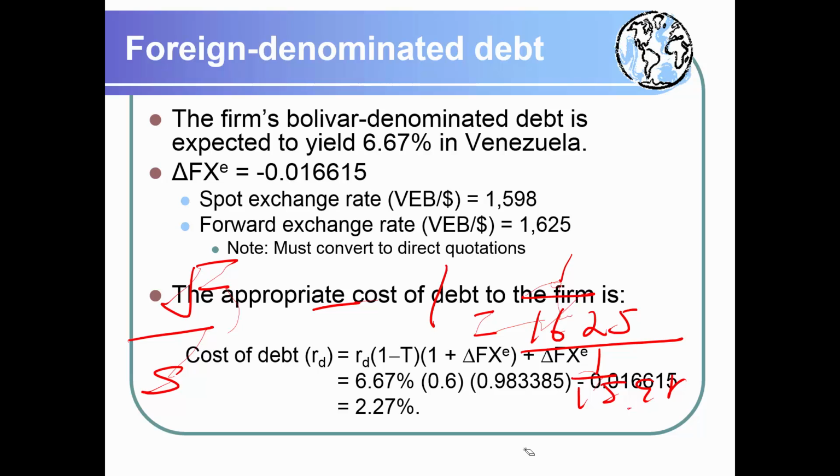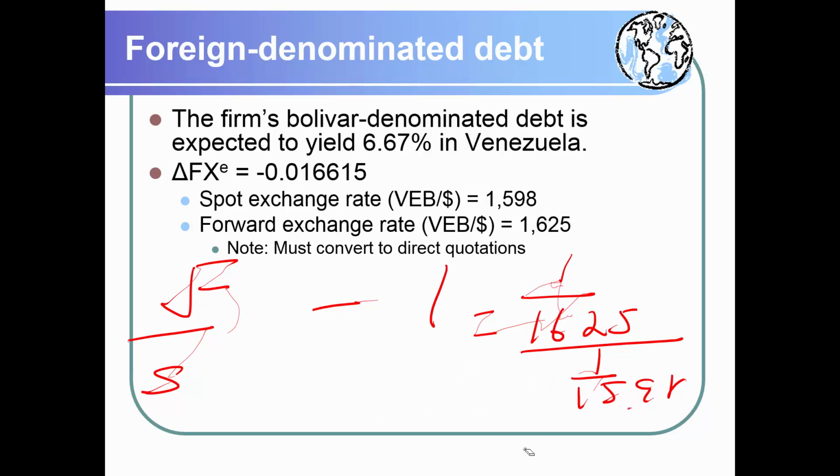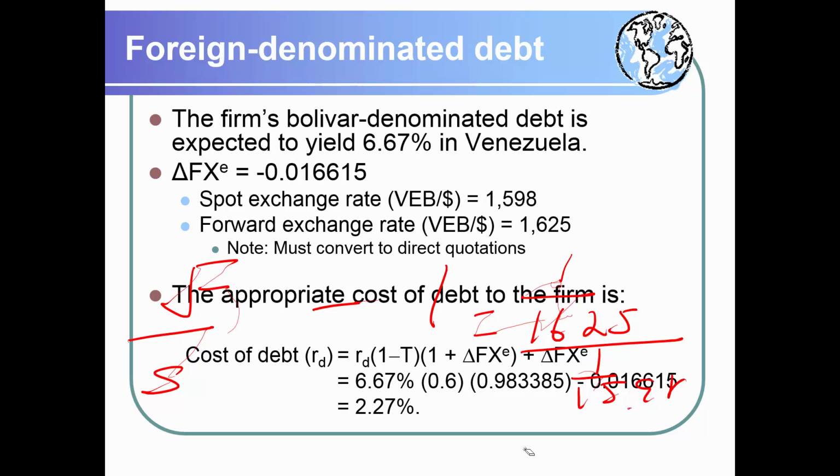So that is what you see here, F by S minus 1. F is 1 over 1625 and S is 1 over 1598, minus 1. So that gives you negative 0.01615. Essentially what it tells you is that over the year we are expecting the Venezuelan currency to depreciate against the US dollar. And once we have that, we can find out the cost of debt.